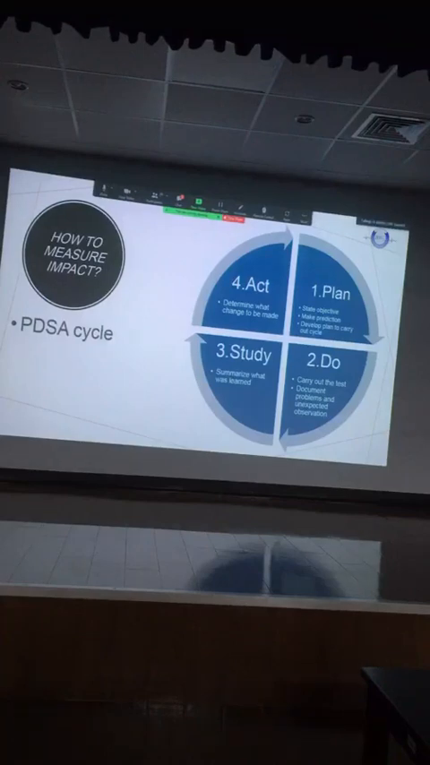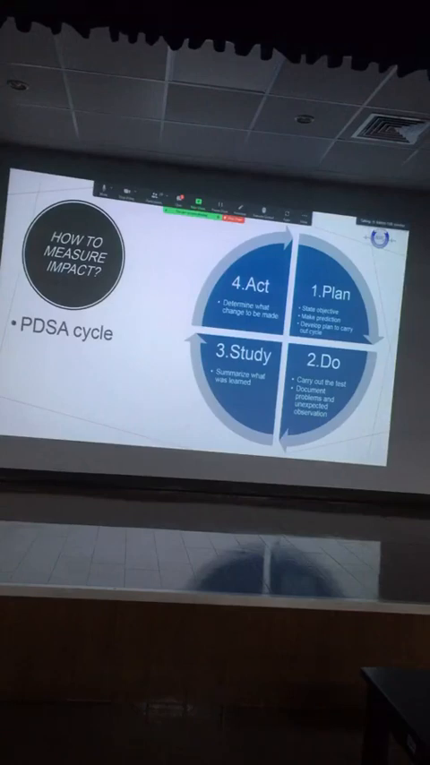So after you plan it, then you do the project. You carry out the intervention that you decided on and implement it. After that you study. You re-measure and see what the impact of the intervention was. And then in the last step you act. If it's a change that you like, then you make it a standard. If you don't like it, then you scrub it.